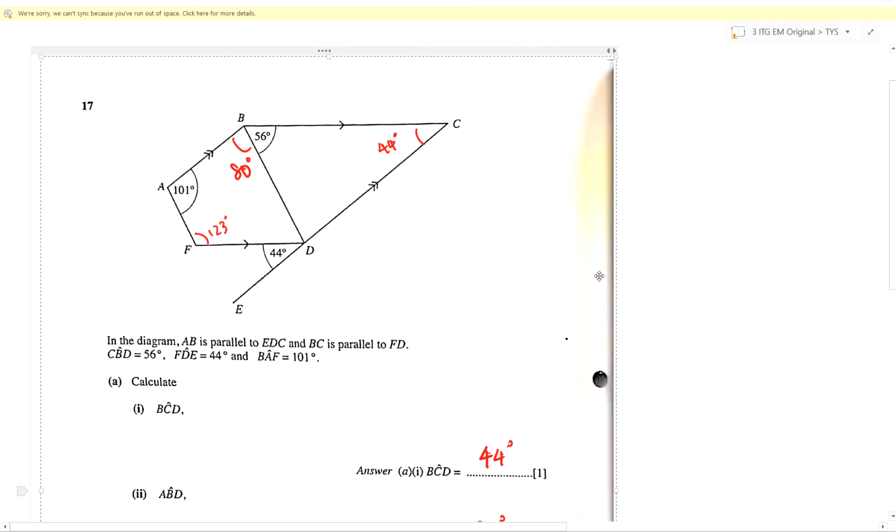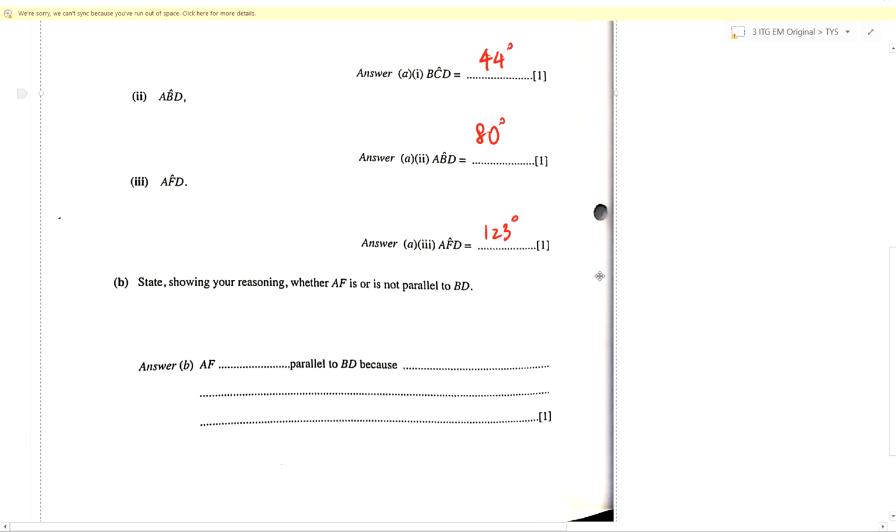Okay, question 17. I'll scroll down to the last question. State, showing your reasoning, whether AF is or is not parallel to BD. So please look out, everybody. I want to cover this question. Basically, I want to cover as many of the explanation questions as possible. You guys can calculate, but can you explain? Okay, so this is an explanation question.